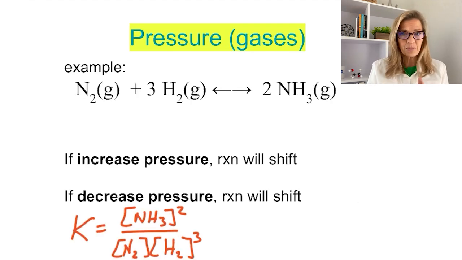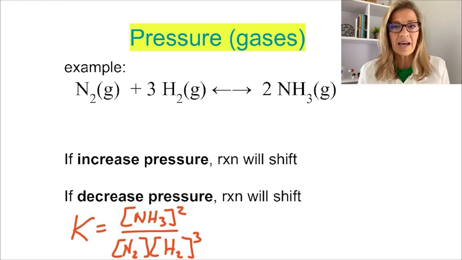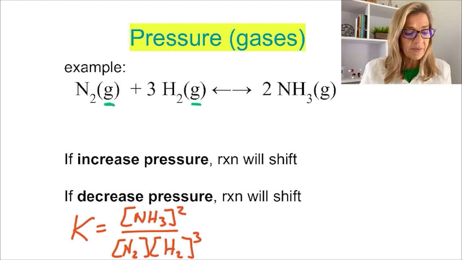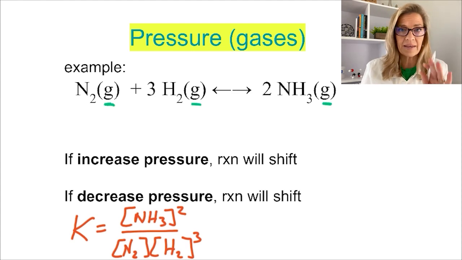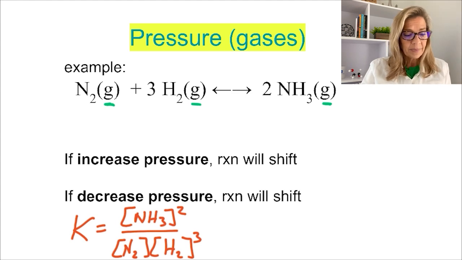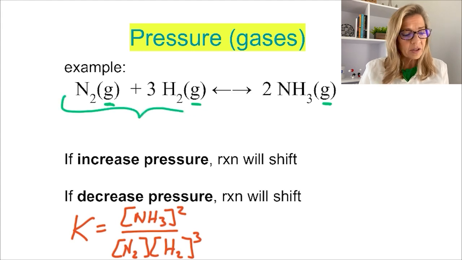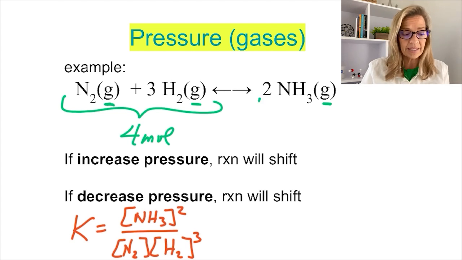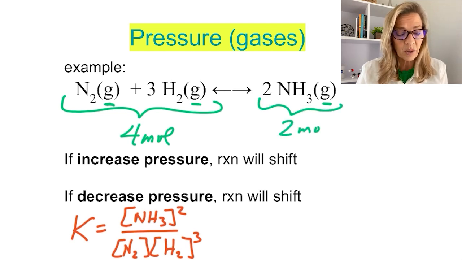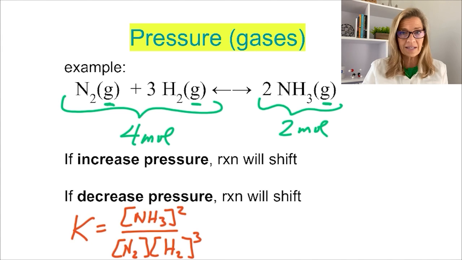The next one is pressure. Now, remember, pressure only matters when you're dealing with gases. So I have a reaction here, and every guy in the reaction is a gas. So they all come into play here. If we increase the pressure, what's going to happen? Well, look at the total number of moles of gas. I see 4 moles of gas on the reactant side and only 2 moles of gas on the product side.